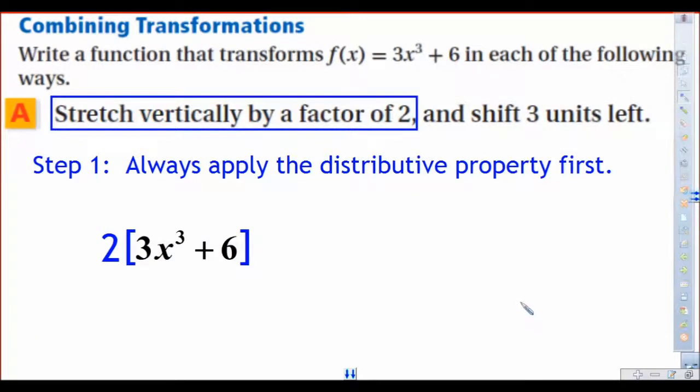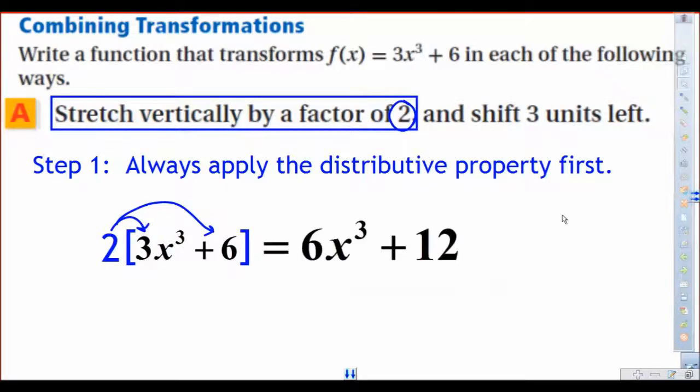So we're going to take the 3x cubed plus 6 and multiply it by 2. Why 2? Because they want us to do a vertical stretch by a factor of 2. So we're just going to apply the distributive property here, and that'll give us our answer. Okay, so now we're in business. We got our first function after the vertical stretch by a factor of 2, but we're not finished yet. Now they want us to do a shift of 3 units to the left.